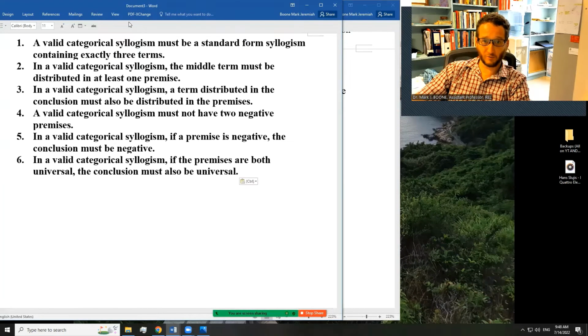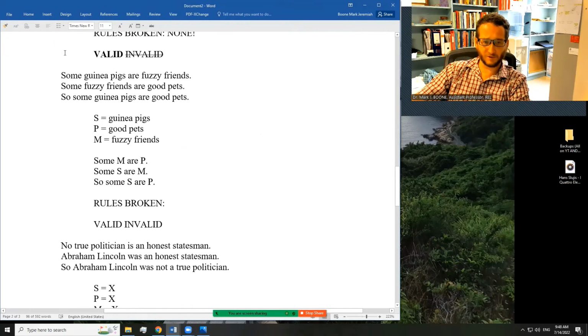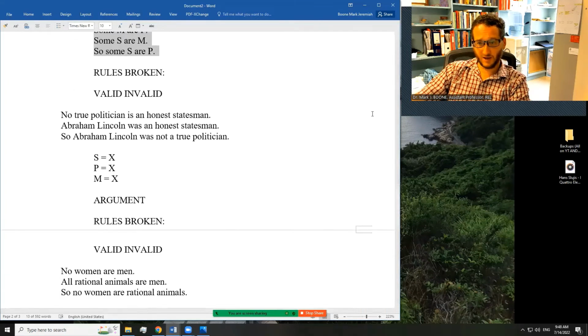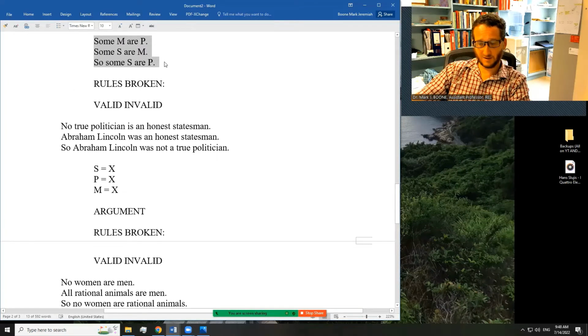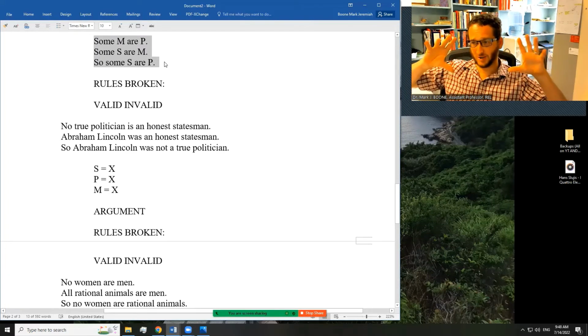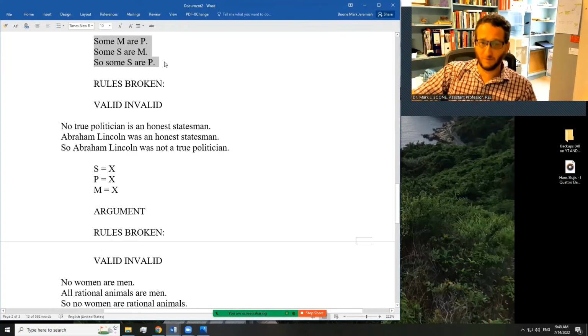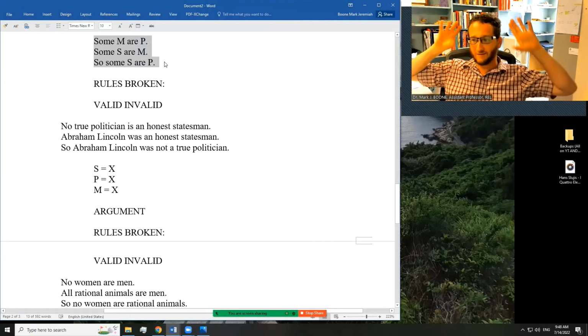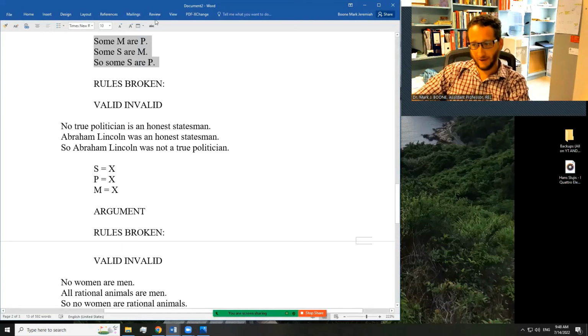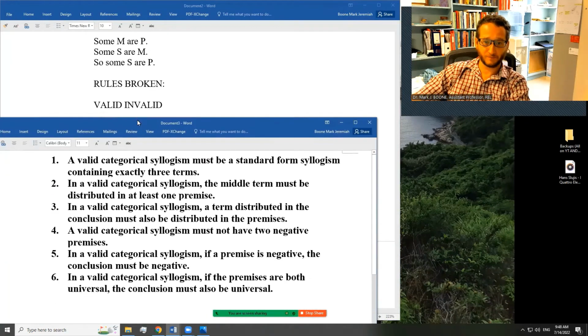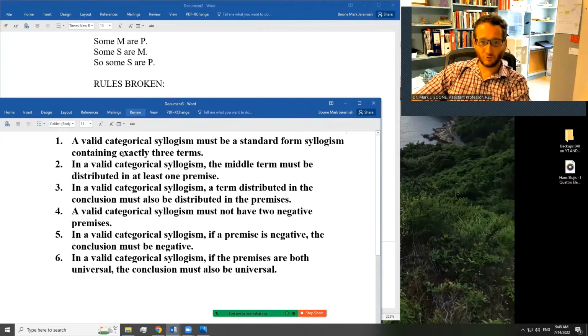All right, here are our rules. Now we're looking at this guinea pig argument. At this point, all we need to do is look at this. We've symbolized the argument. We've done such a darn good job of it that now we have just the argument pattern, the way of reasoning about things, just the argument form to look at. So now, what rules does it break?